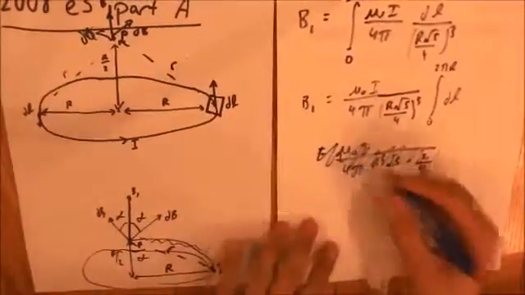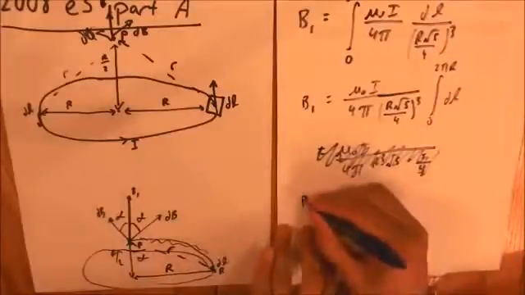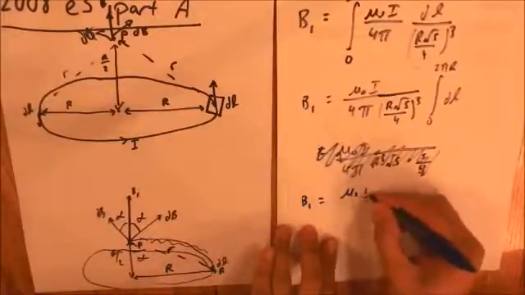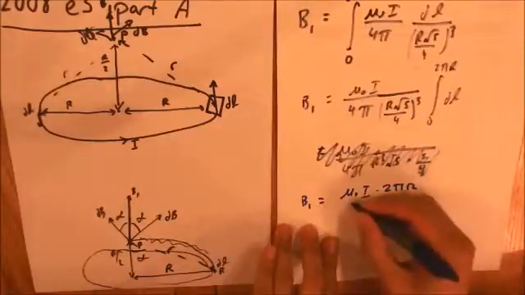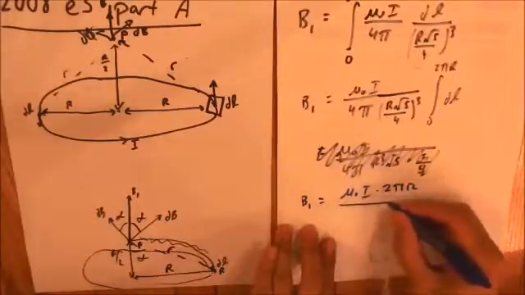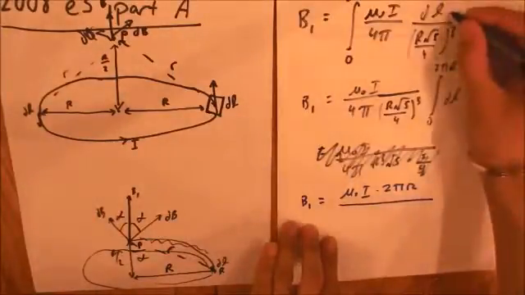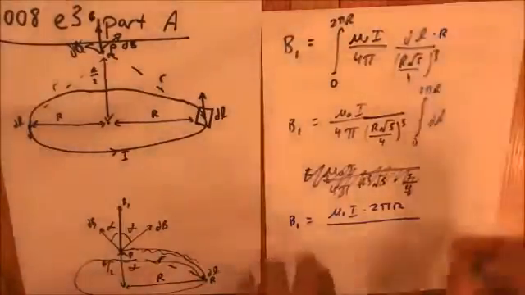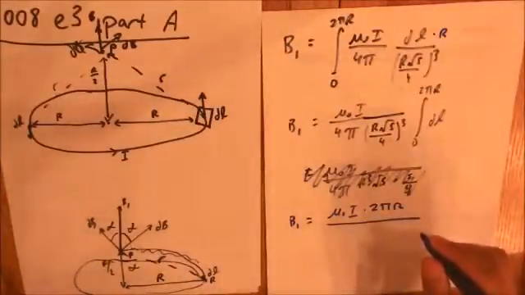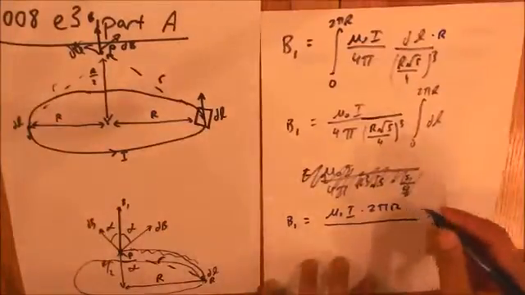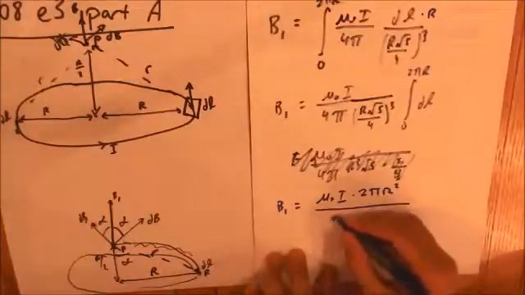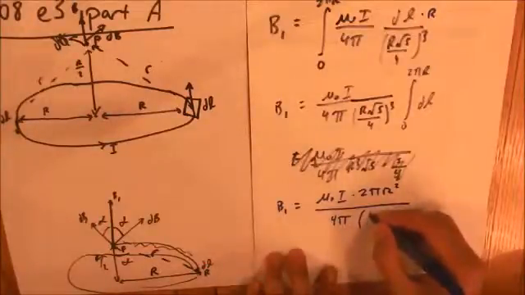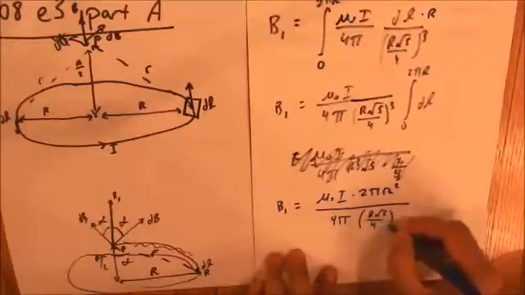Okay, I just got a new marker because that one was dying on me. So we're going to say B1 is equal to mu naught I times 2 pi R all over... Oh, I messed up. I forgot to add this times R, because it's supposed to be times R over r, so I just forgot to add that there. Times R squared over this 4 pi times R root 5 over 4 cubed.